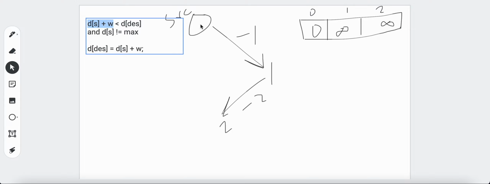So let's start from here. This is the condition that we'll be checking. So if this is the source, what is the distance of source? The distance of source is 0.